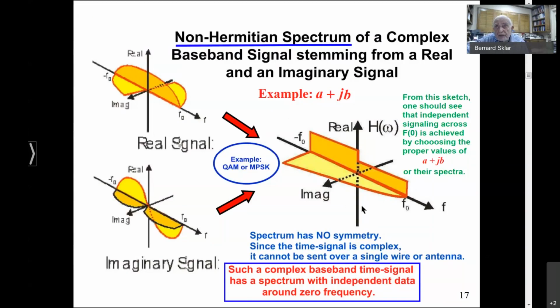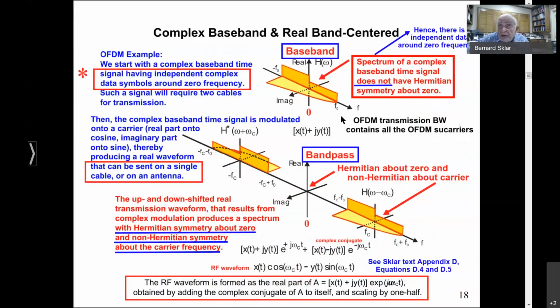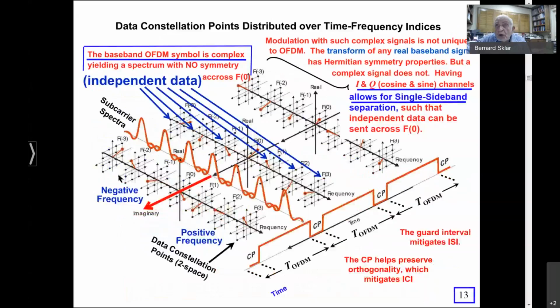So notice that this kind of a spectrum has no symmetry at all around zero. So it takes two wires to describe a signal like this, but notice how if I upshifted this onto a carrier wave, you would have perfect symmetry of a real signal around zero. Again, that means you can send it off one antenna because now it's a real signal, but around each of the positive and negative spectral points, you have no symmetry. Okay, so that's the point we're emphasizing here.